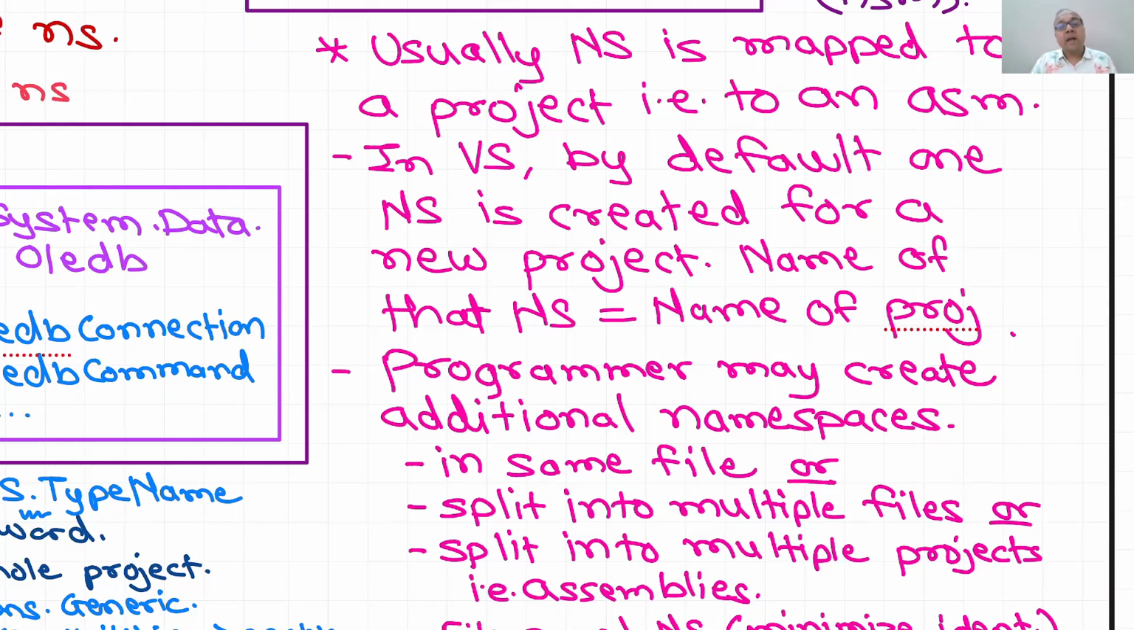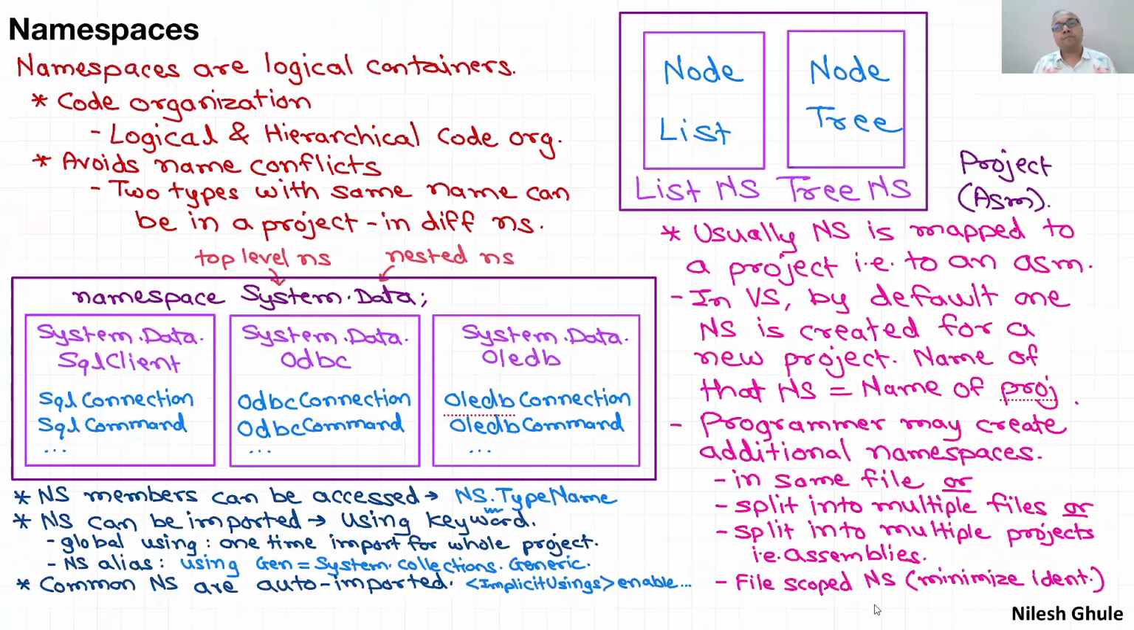So the programmer has a choice. The programmer may write multiple namespaces in the same file. The programmer may divide one namespace across multiple files in the project, or the programmer may split that one namespace, multiple classes, across multiple projects or multiple assemblies. This is absolutely possible.